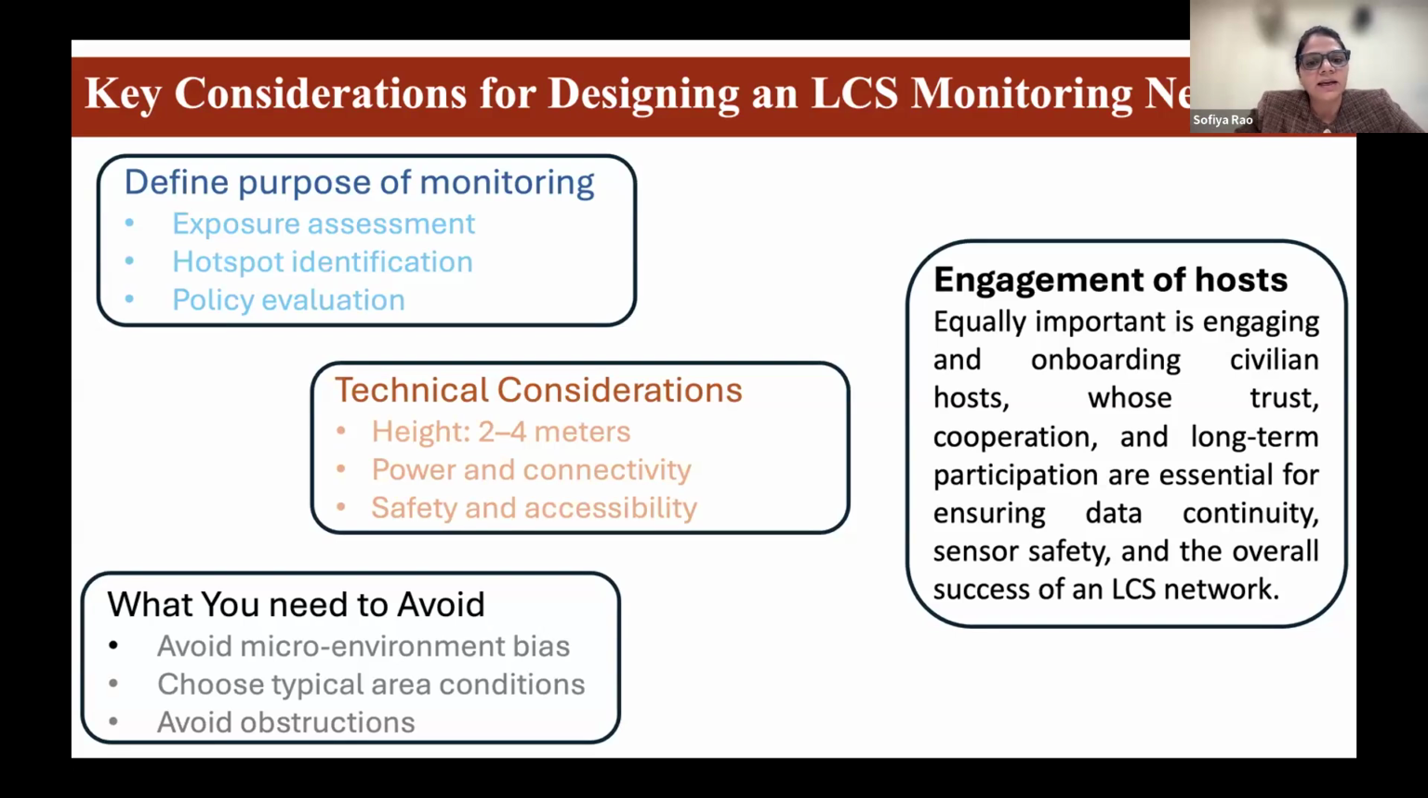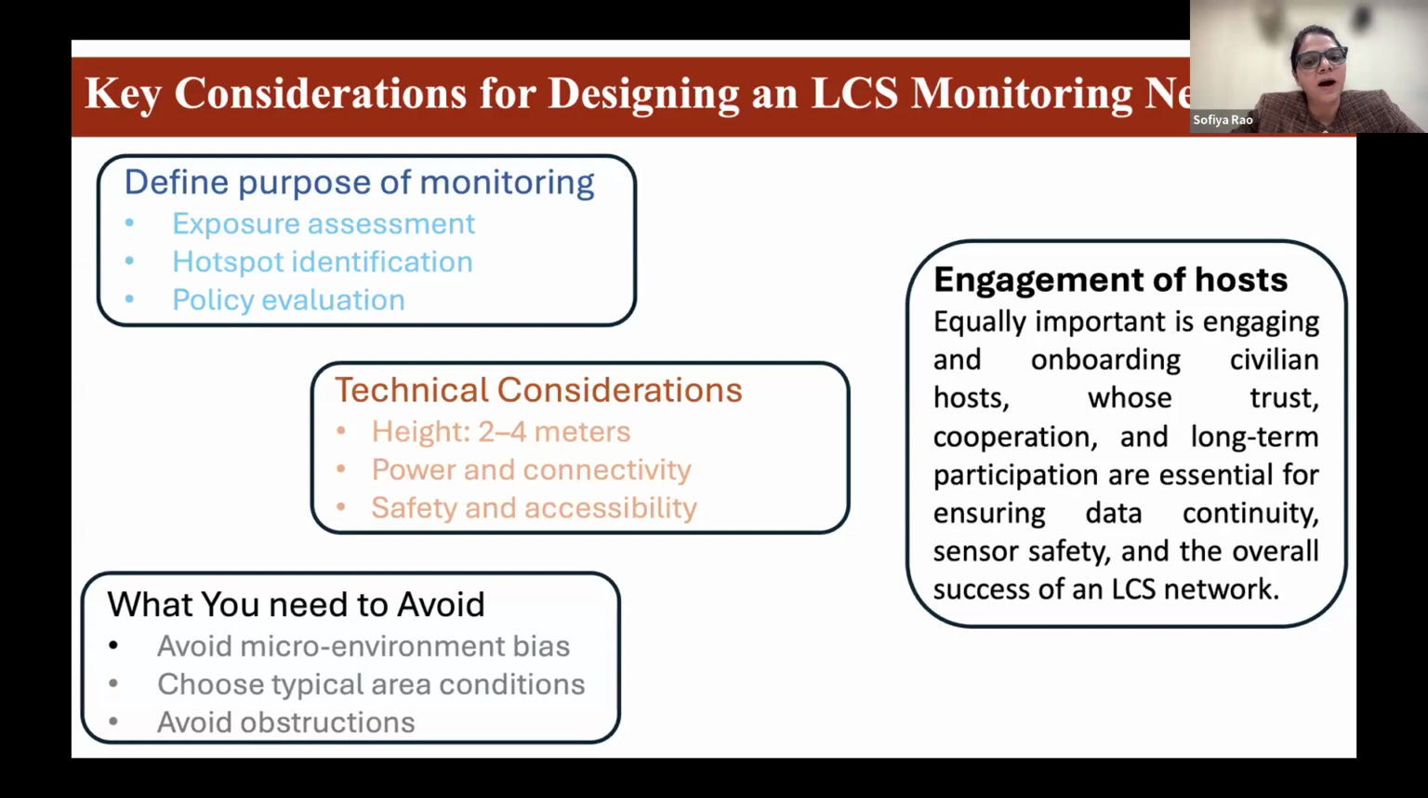Now coming to the technical considerations. To set up the low-cost sensor, the height from the ground that we usually consider is 2 to 4 meters, which is basically the first floor. If we talk about the floor consideration, we prefer to set up the sensor majorly on the first floor of the building, either on a rooftop or a house.